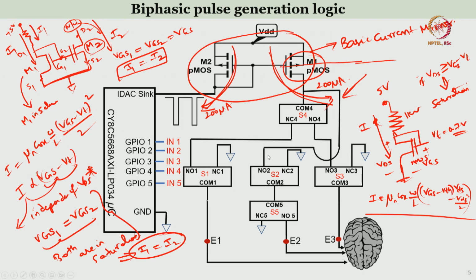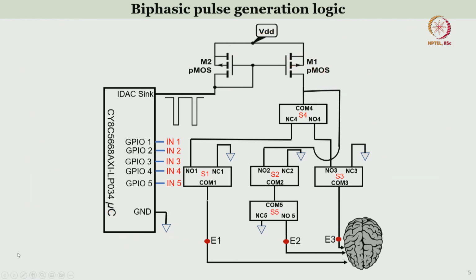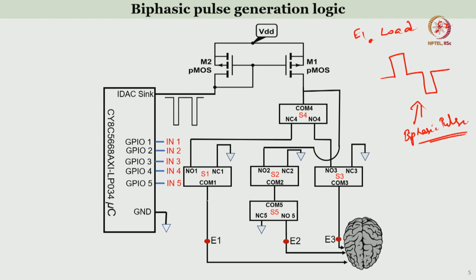Now, finally, ultimately what is it that we are going to generate? We want to generate a biphasic pulse. Okay. So, let me erase everything. You need to generate this. Let us say this is a biphasic pulse, right. So, across the load, let us say between the electrodes E1 and E2, we need to generate a biphasic pulse.